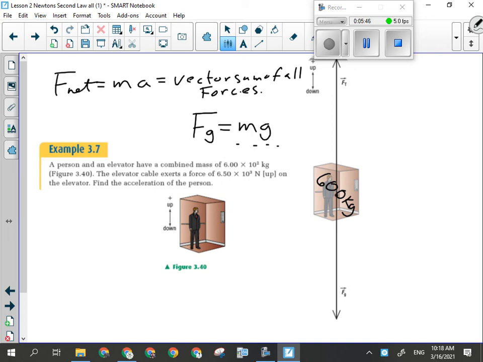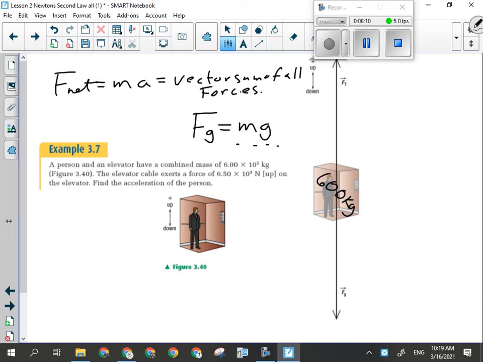When the elevator is moving at a constant velocity, do you feel normal, heavier, or lighter? Normal. It's moving at a constant velocity. What's the net force? 0. So you feel perfectly normal. When the elevator first starts to accelerate upwards, you feel a little heavier. When the elevator first starts to accelerate downwards, you feel a little bit lighter.